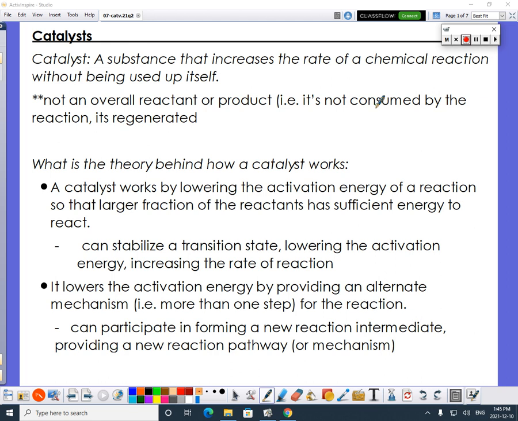We're going to look at what happens with a catalyst in terms of the two diagrams that we have looked at in this unit. So potential energy diagrams revisited and Maxwell-Boltzmann distribution. Okay? So a catalyst increases the rate of reaction without being used up.